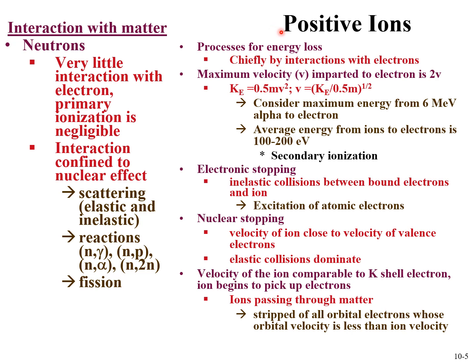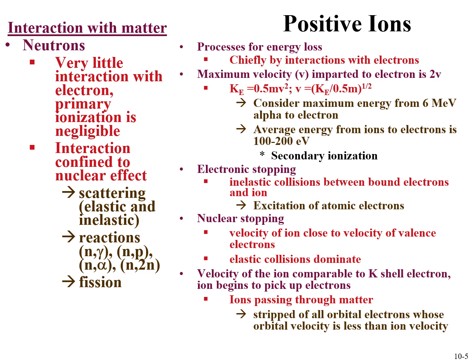So if we then go from neutrons to other charged particles, let's talk about positive ions. So the process for energy loss of positive ions is primarily through the interactions with electrons.